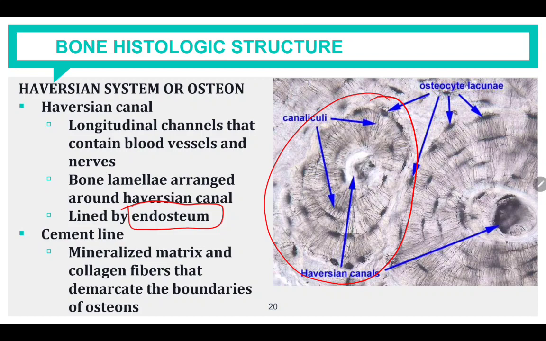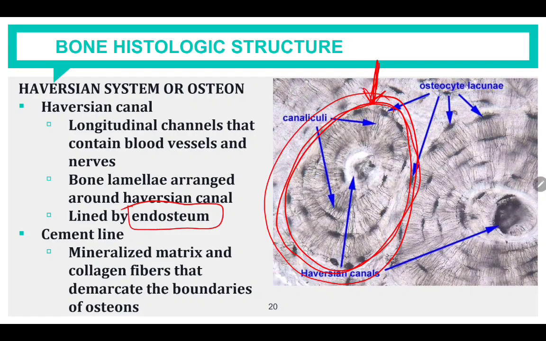endosteum. Okay, the cement line naman, guys, is a mineralized matrix and collagen fibers that demarcate the boundaries of an osteon. So ibig sabihin, you can say na cement line ito if yun na yung end ng inyong isang osteon. Okay, so for example, in this particular picture, here is your cement line. Okay, ito. Kasi dyan mismo nag-end, makita mo talaga visually na dyan siya nag-end. So that is your cement line.